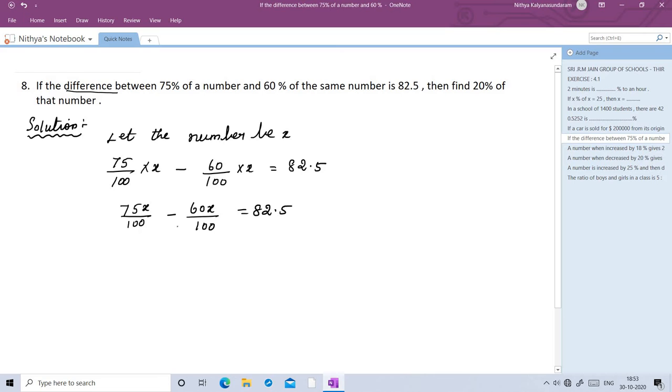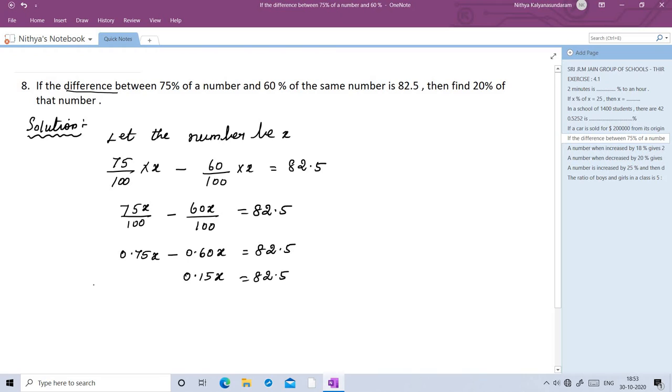So we can divide: 0.75x minus 0.60x is equal to 82.5. So 0.75 minus 0.6, if you are subtracting, you will get 0.15x is equal to 82.5.